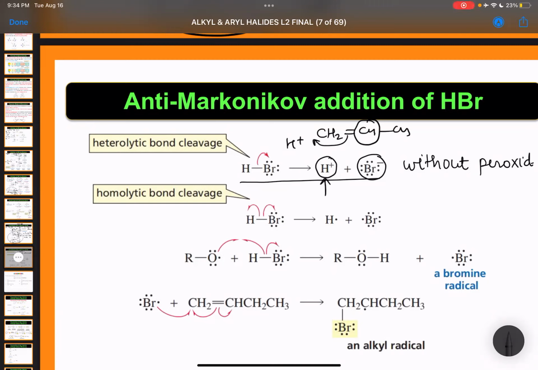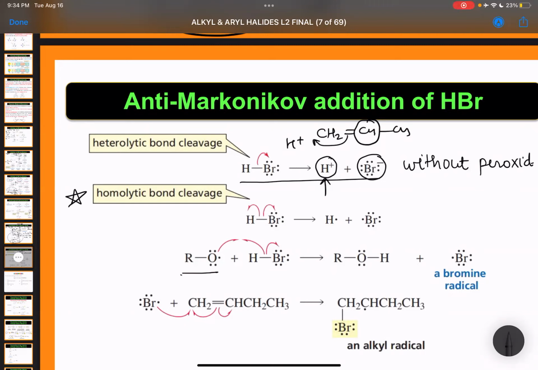This was an electrophilic addition reaction, because H plus was an electrophilic species, an electron loving species, and that was going and getting attached to the double bond. Okay. But what happens in the presence of peroxide?